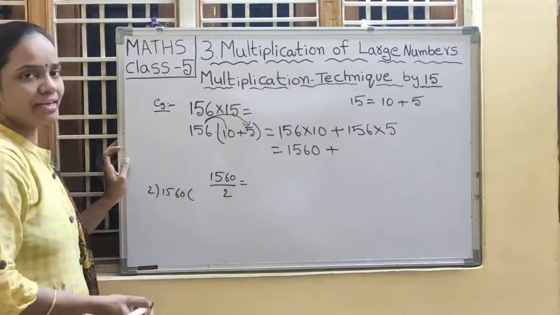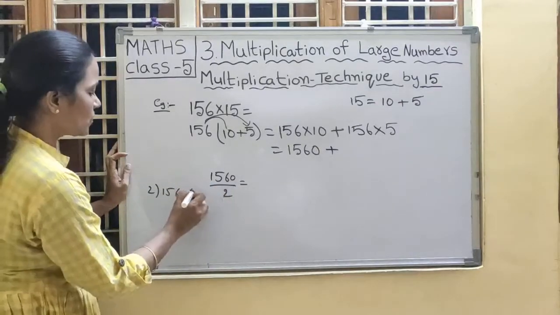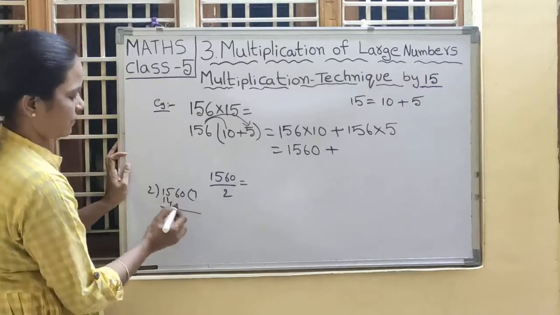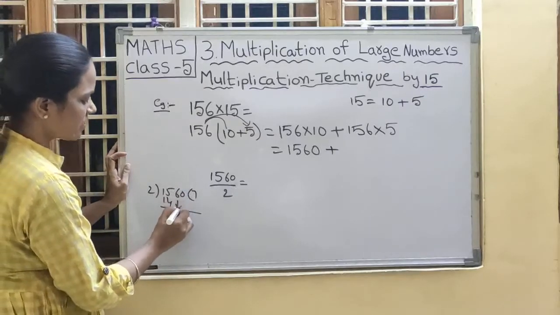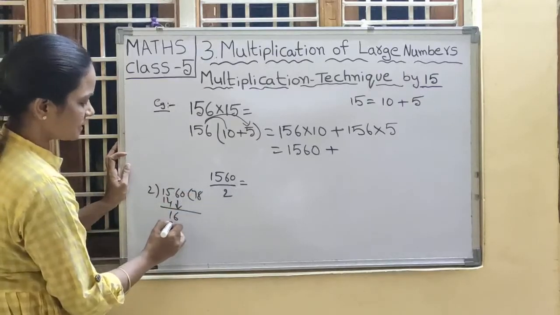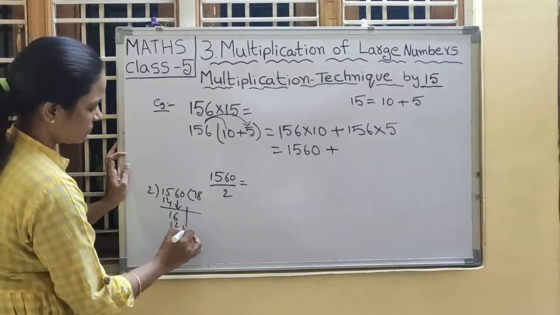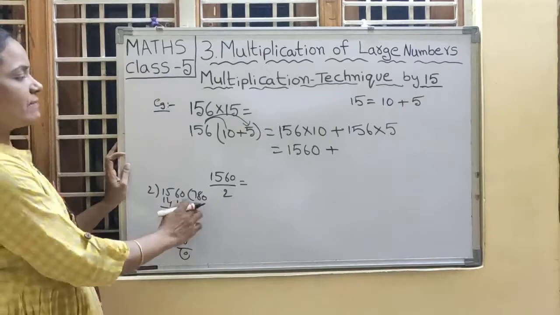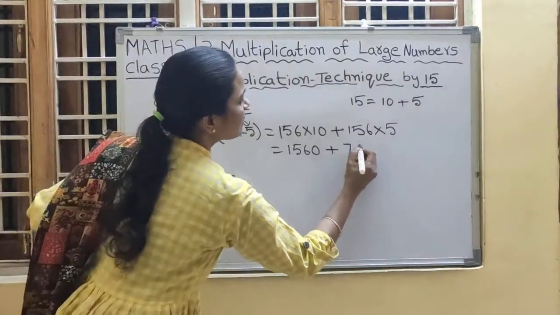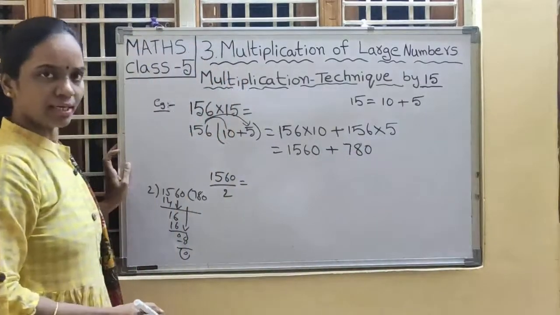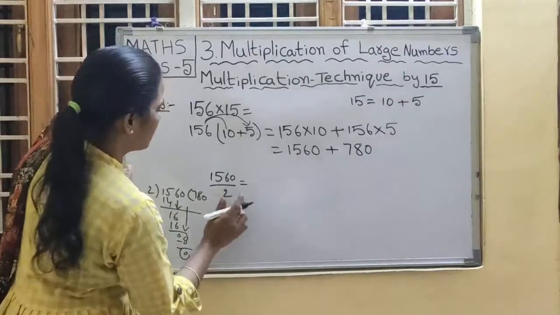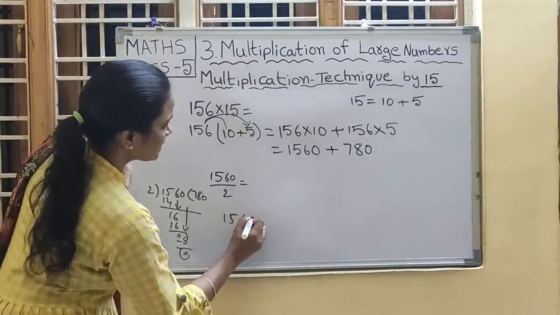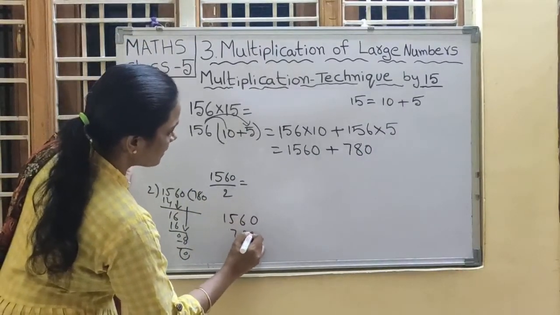By 2 means divided by 2. 2 7s are 14. 5 minus 4 is 1, bring down 6. 2 8s are 16, 0. 2 zeros are 0. So 780. Half of this number is 780. Okay? Now add these two numbers. What are those? 1560, 780.